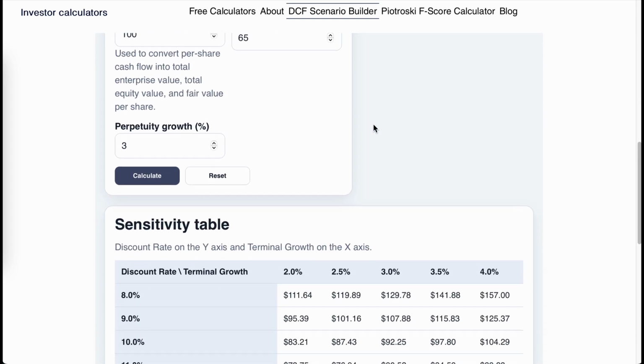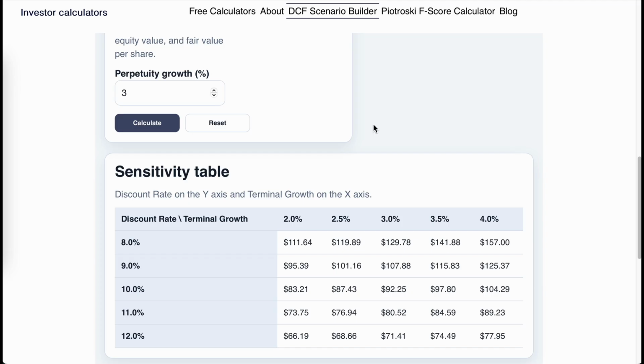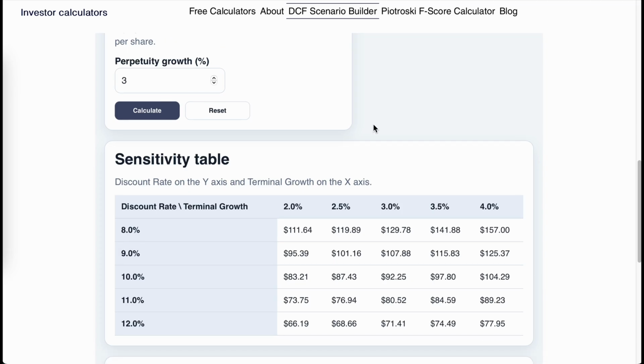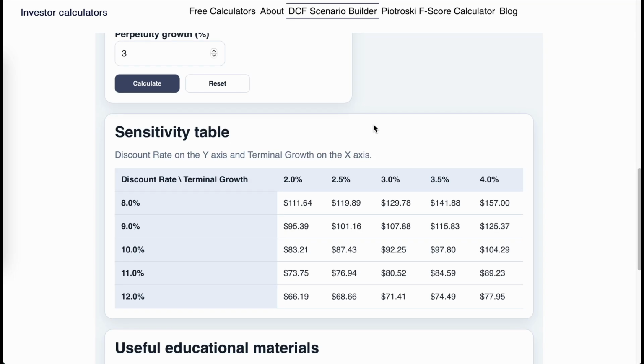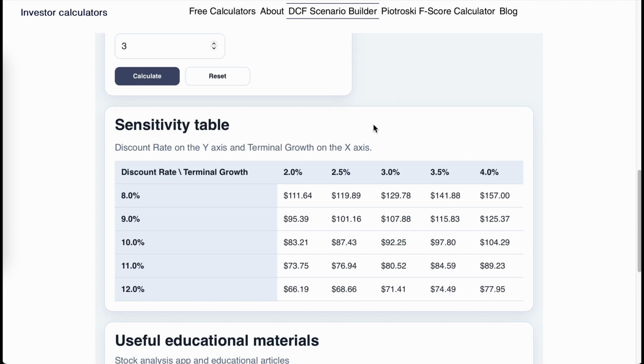And another part, the second part that this calculator is doing, is very interesting. It's a sensitivity table. Well, in a DCF model, there are a lot of assumptions that analysts use, and it has some sensitive points. In particular, it's the terminal growth rate and the discount rate.